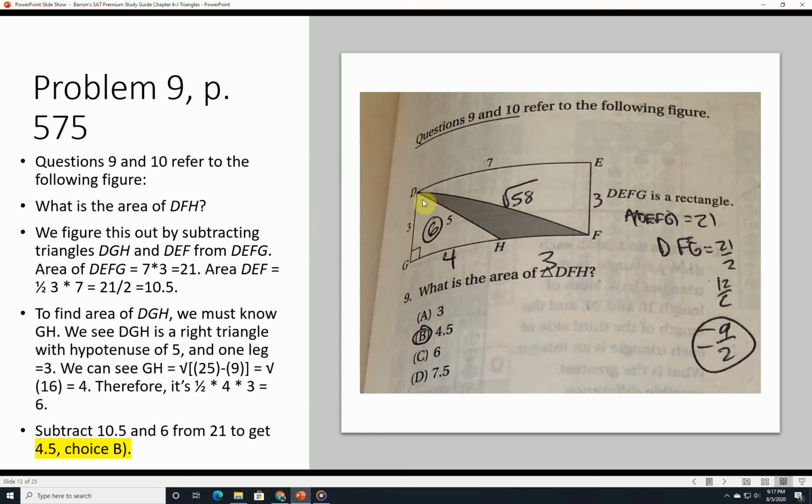So then this other one, as I already told you, well, we know it's 3, 4, 5, so it's going to be 1/2 times 3 times 4. 1/2 of 4 is 2. 2 times 3 is 6. So we just add 6 to 10.5, we get 16.5, so then you subtract 16.5 from 21, to get 4.5, which is choice B.